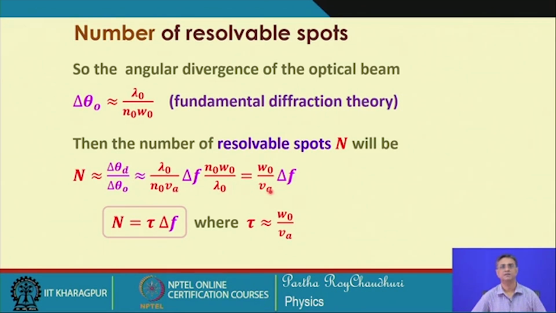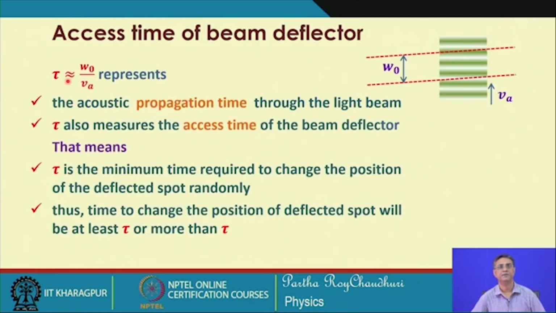So, this n turns out to be W 0 by V A into delta f. So, the number of resolvable spots on the output of the deflector is directly proportional to the range of the acoustic frequency. So, the more the acoustic frequency range, the more will be the number of resolvable spots. And from here, because W 0 by V A is the transit time over which the acoustic beam interacts with the optical beam, which is equal to tau, we can write n equal to tau into delta f. This tau, W 0 by V A, is also called the access time.